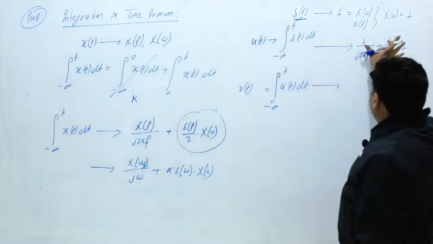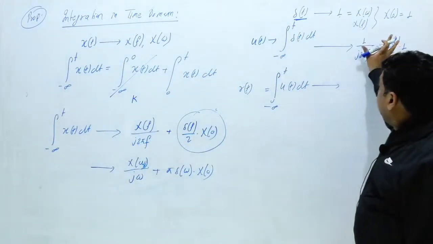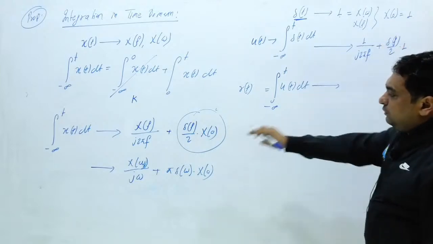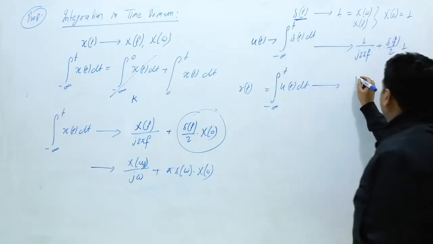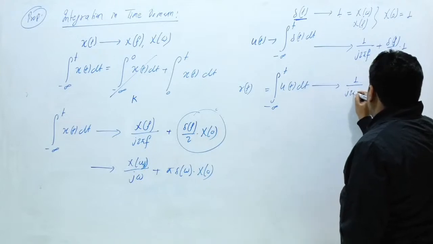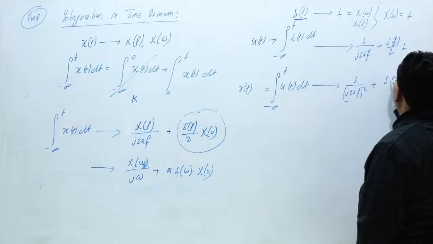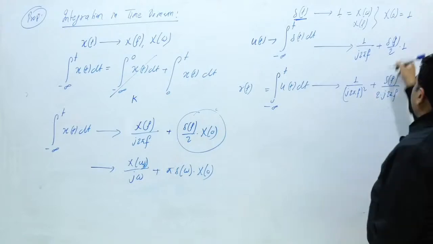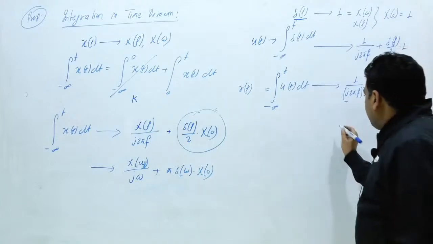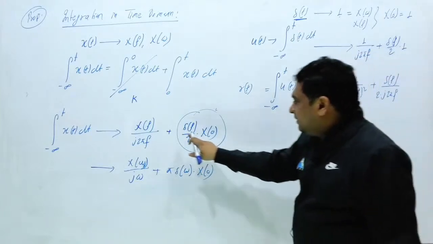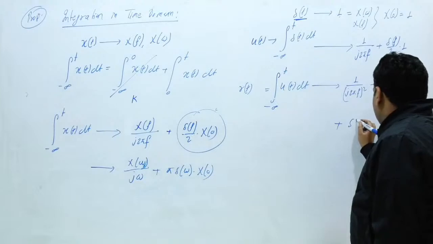The Fourier transform of u(t) is already this term, and this term is divided by j2πf. So this term is divided by (j2πf) whole squared. You will get this term, and this term again δ(f) divided by 2 into j2πf. This is the first part. What will be the second part? Plus δ(f)/2.